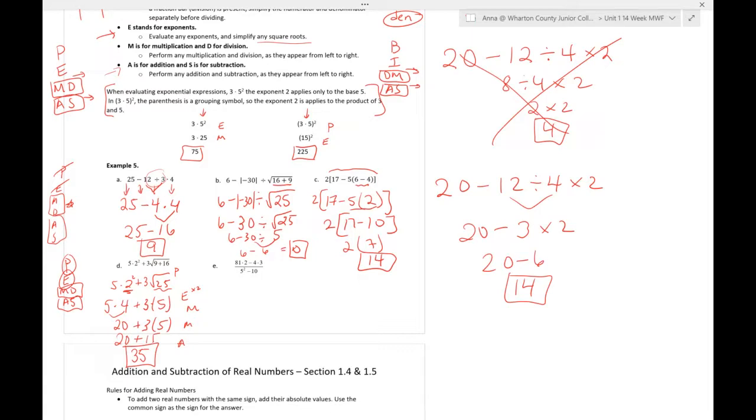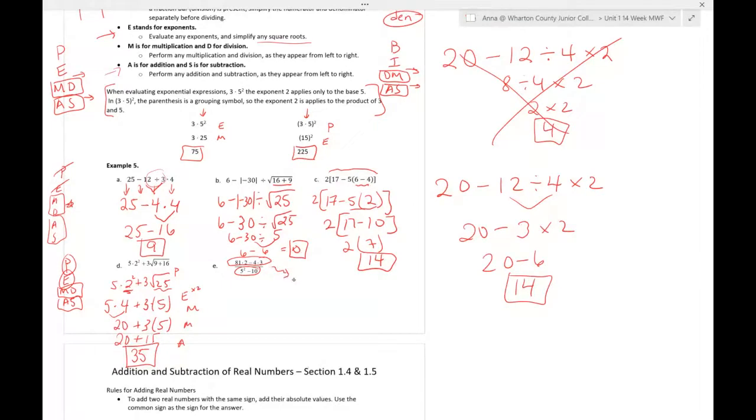Okay, so for this last one, for E, I have 81 times 2 minus 4 times 3 over 5 squared minus 10. Remember, this division symbol groups the top together and groups the bottom together. So technically, we need to perform the operations that are grouped together first. So we have 81 times 2 minus 4 times 3 over 5 squared minus 10. You can pick which one you want to do first. I'm going to go ahead and do the top first.